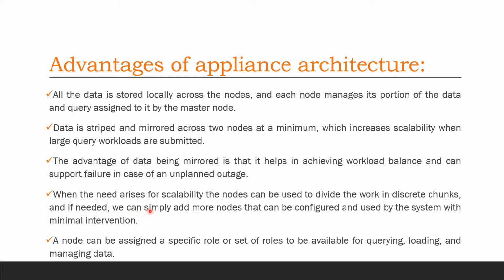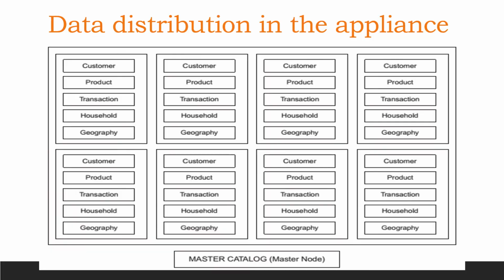When the need arises for scalability, the nodes can be used to divide the work in discrete chunks, and if needed, we can simply add more nodes that can be configured and used by the system with minimal intervention. And lastly, a node can be assigned a specific role or set of roles to be available for querying, loading, and managing data. So there are 5 advantages here of this architecture. This one is a data distribution in the appliance.